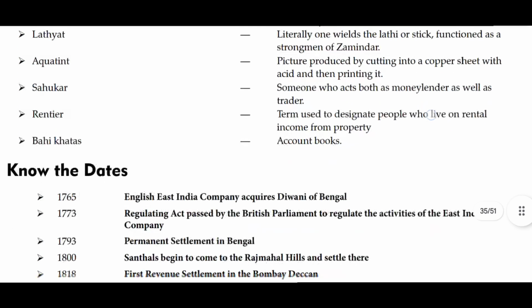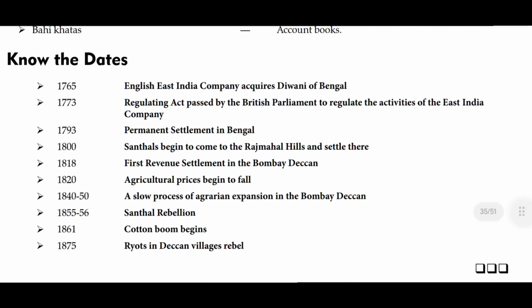Now it's time to know the dates. The important date is 1765. In 1765, the English East India Company acquired the Diwani of Bengal. In 1773, the Regulating Act was passed by the British Parliament to regulate the activities of the East India Company. 1793, the Permanent Settlement in Bengal. 1800, the Santals began to come to the Rajmahal Hills and settle there. 1818, first revenue settlement in the Bombay Deccan.